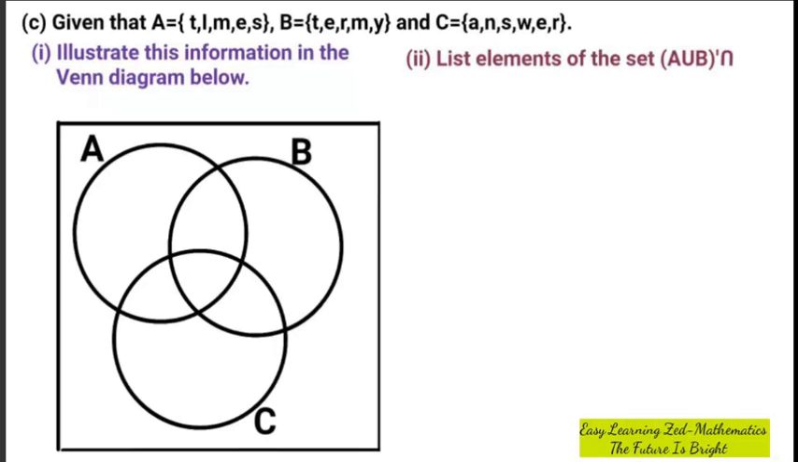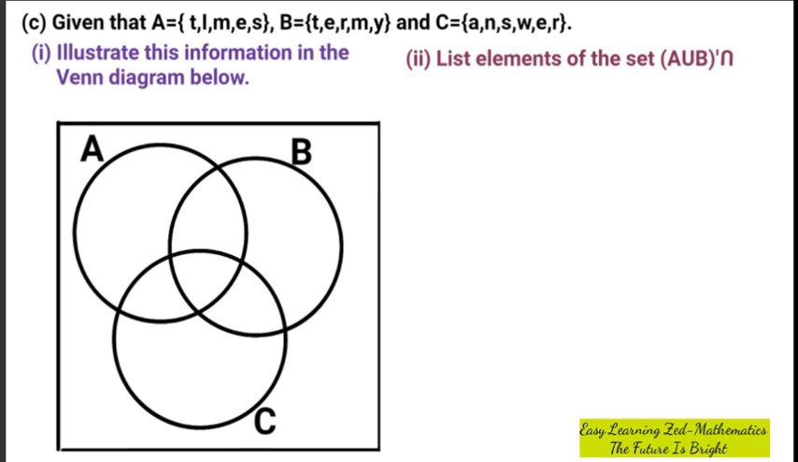Okay, so question 3c was as follows. Given that A is equal to TIMES and B is equal to TERMY, C is equal to ANSWER. So these are the three sets that are given.